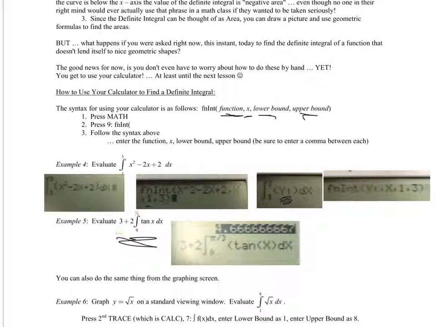And then to set up this next one, I typed it in just like I saw it. 3 plus 2 times the integral from 0 to pi over 3 of tan x dx. Okay, and that did it. And you hit enter, you'd get the answer. I'll probably show you this next part in class, so I won't make you do that right now.